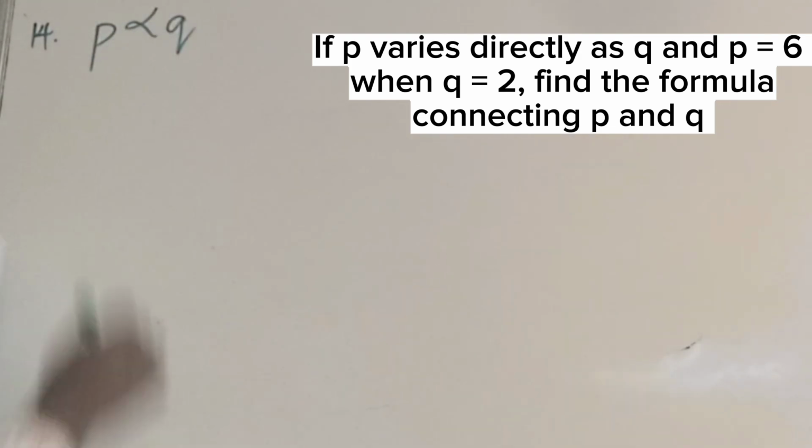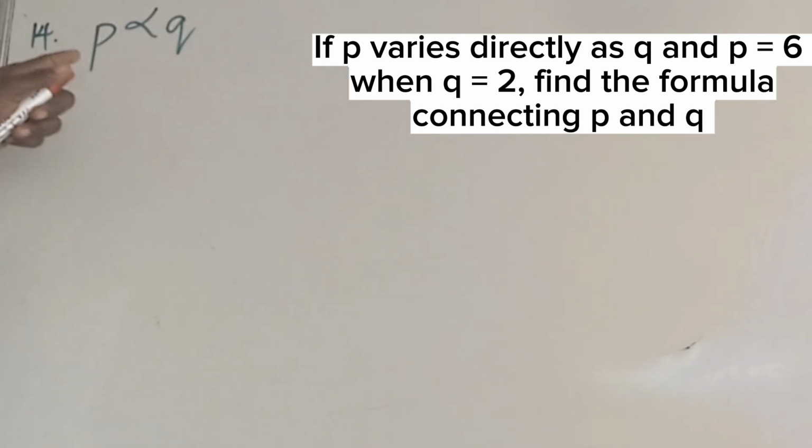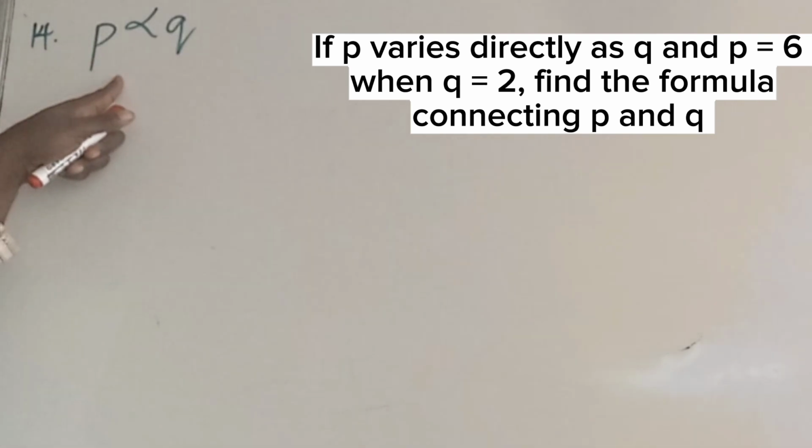Directly as Q. And the P, you're given the value of P to be 6 when Q is 2. Before you move on, you have to change this to an equation.